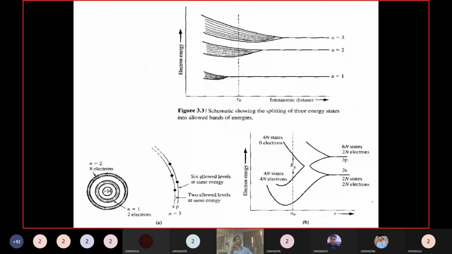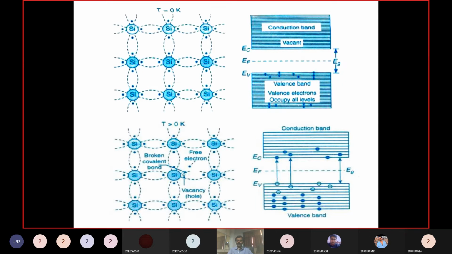So this is about the valency band and conduction band. There is an energy gap between the valency band and conduction band. That is the energy band gap: the energy difference between the valency band and conduction band. Suppose you take this one, this is the conduction band, this is the valency band. If you observe here, there is an energy band gap between the valency band and conduction band.